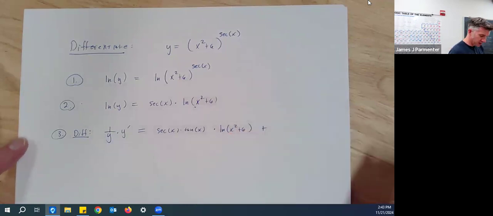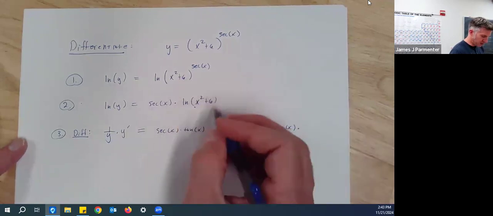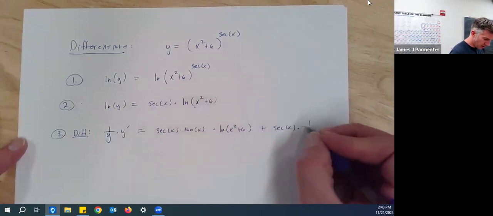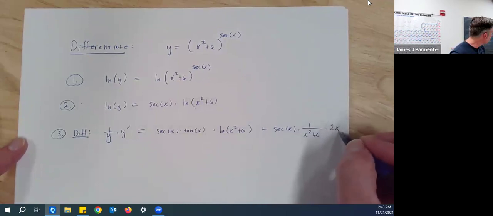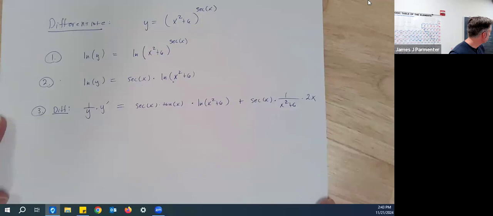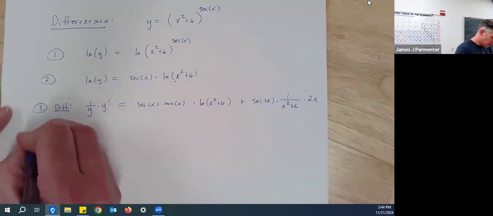plus, then you switch it up and you leave the secant of x alone, and you multiply by the derivative of the natural log of x squared plus 6, which is 1 over x squared plus 6, times the derivative of x squared plus 6, which is 2x. Then we're going to solve for y prime, which I think could be a one-step process, but it's totally fine to make it a two-step process.